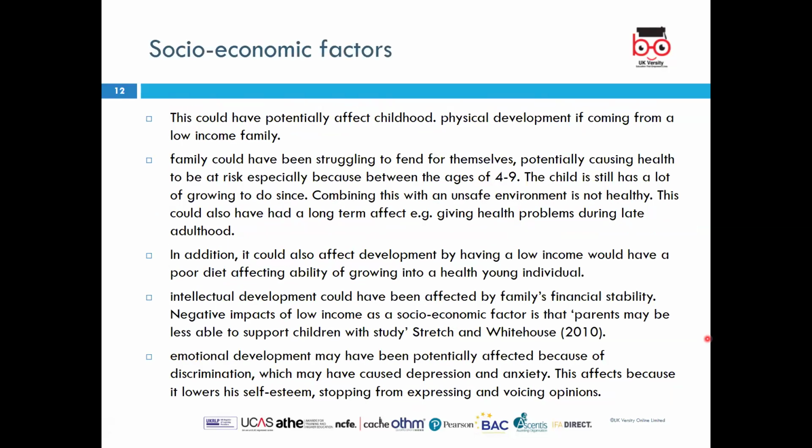Socioeconomic factors. So this could have a potential impact on childhood. Physical development can be impacted if there's a person who's coming from a low income family. Families have to struggle, and if they have children, it can impact their health, and they can be at risk of developing diseases between the ages of 4 to 9 years, because that's the peak age when the child is growing.